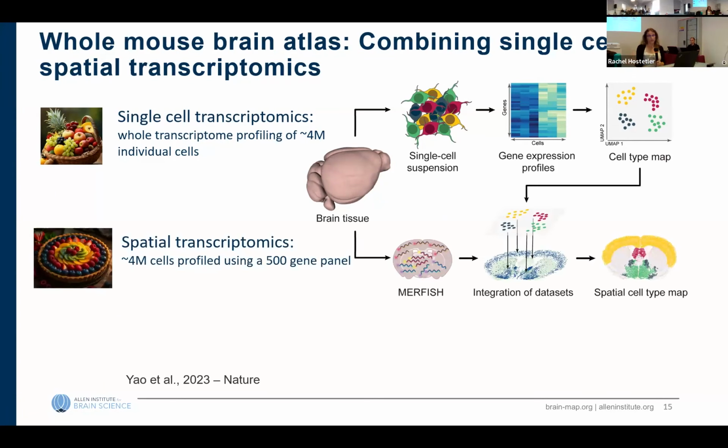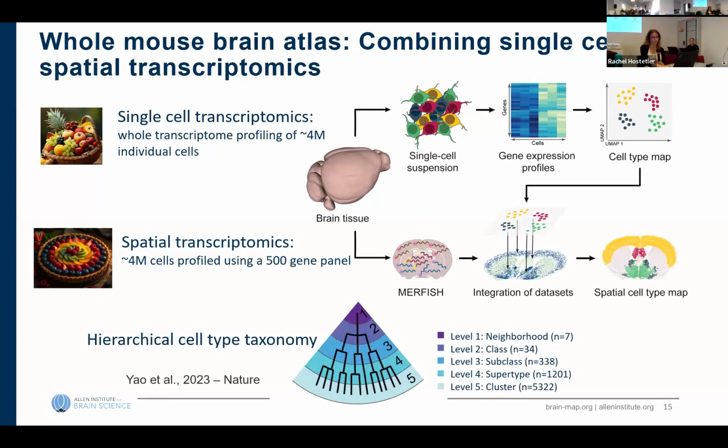In addition, spatial transcriptomic experiments were also done, so another 4 million cells were profiled from a few mouse brains using a 500 gene panel to then integrate and map out the spatial locations of these transcriptomic cell types in the brain. And then by combining all this information, a hierarchical taxonomy was created, and there are a number of different levels to this taxonomy.